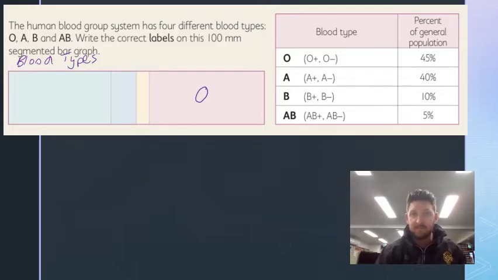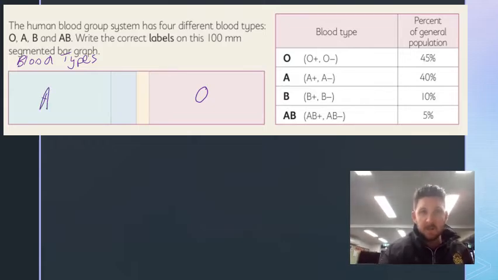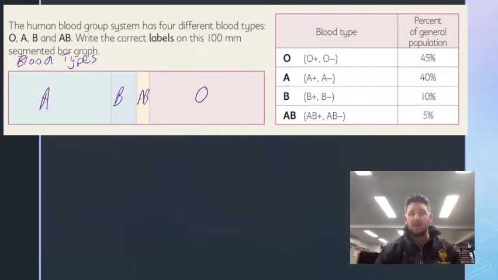Have a bit of a go. Okay, excellent. Now that you're finished, let's go through them. Well, I know the second biggest section must be A. The third biggest section must be B. And the smallest section is AB. So if you've got that, gentlemen, or that's what you came up with, you're on the right track.